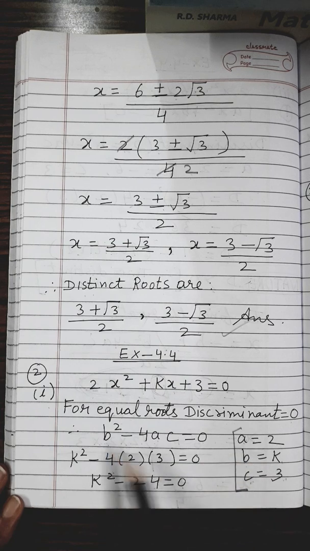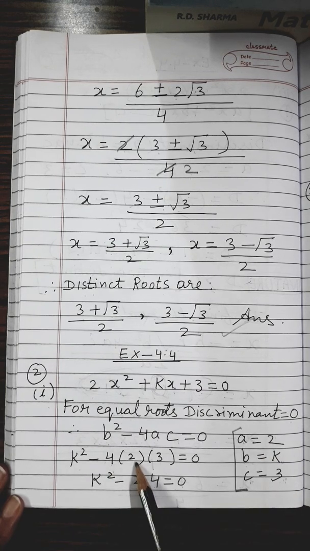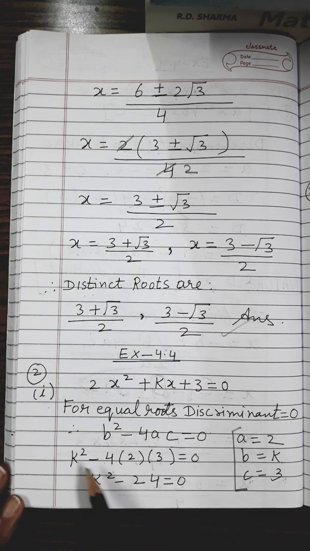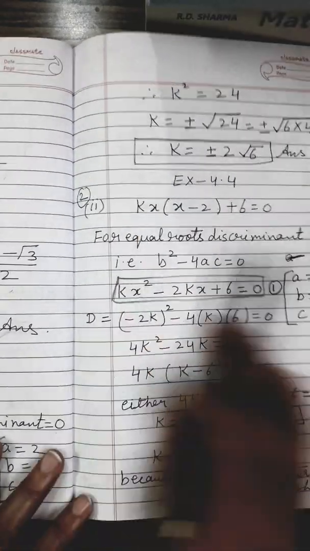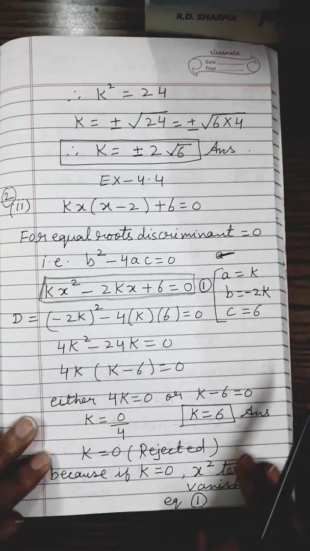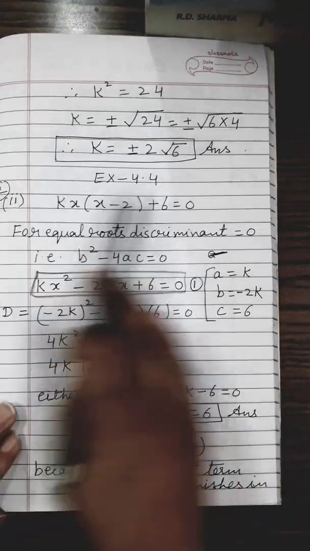So pick up from here, b square means k square minus 4 into a into c means 4 into 2 into 3 equals to 0. K square minus, minus multiply 24 equals to 0. So k square minus 24 equals to 0. So next step, I'm writing this again. K square equals to 24. This is what you have obtained in the last step.